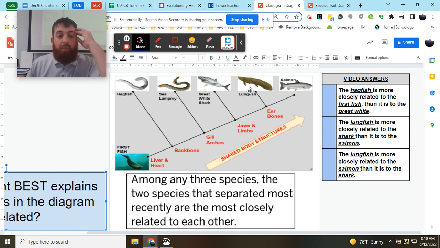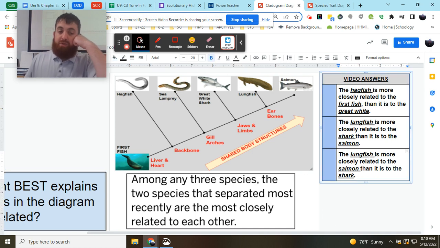So we've got to look up the diagram to help us understand who's more recently separated based on those structures. So the best answer here is going to be that the lungfish is more closely related to the salmon. So that's option number 3.